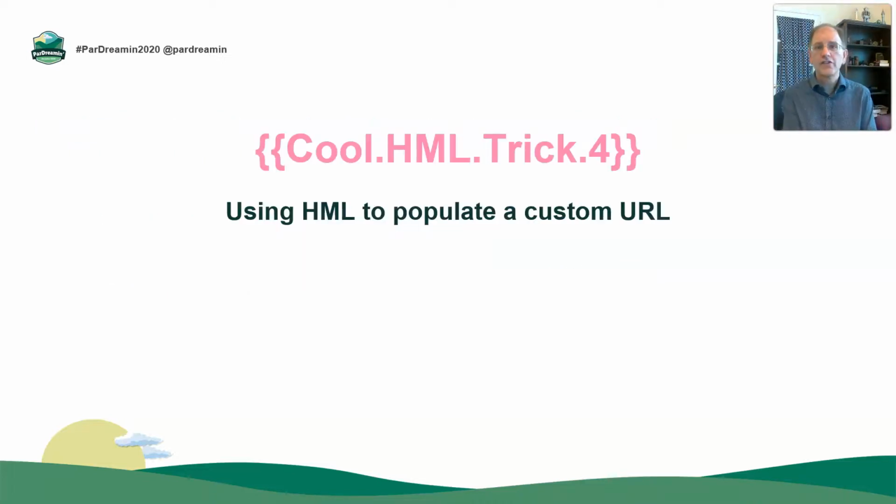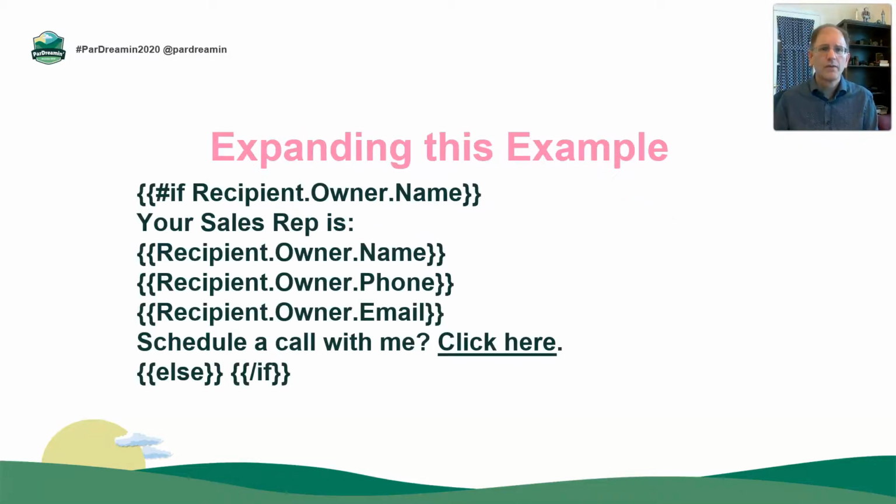All right, so here's trick number 4, using Handlebar merge to populate a custom URL. So let's go back to the example of, we have that recipient owner name, whoever owns the record, your sales rep is, here's their information from Salesforce. Now, I've added a different option here, which is, would you like to schedule a call with me? Maybe you're trying to use this as an opportunity for your salespeople to reach out. So, would you like to schedule a call?